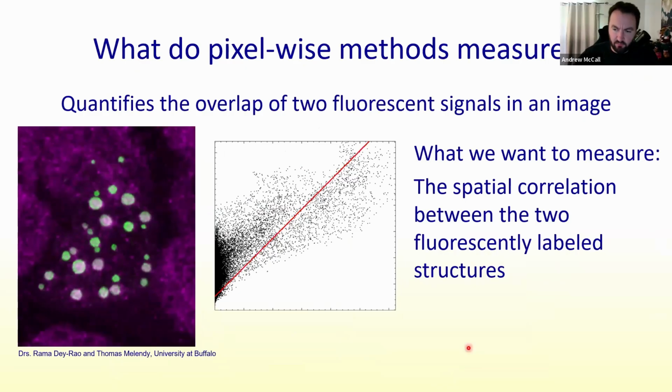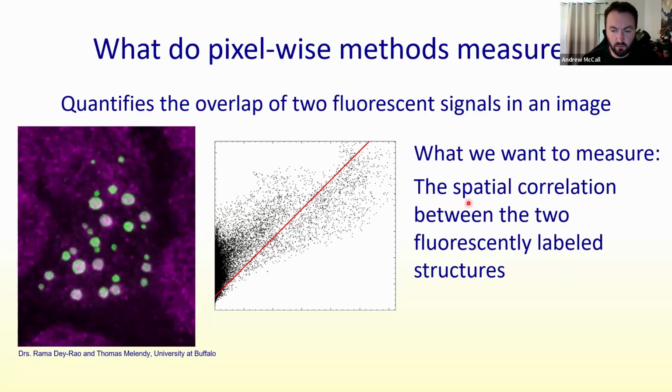Before talking about some of the problems with pixel-wise techniques and why I think we should move away from them, I'd like to discuss what we're actually measuring when we're using these techniques. At the most basic level, these methods quantify the overlap of two fluorescent labels in an image, right? It's a little bit more complicated than that, but that's basically what they do. If the signals do not overlap, you do not have correlation. If they do overlap, you're going to have at least a little bit of positive correlation.